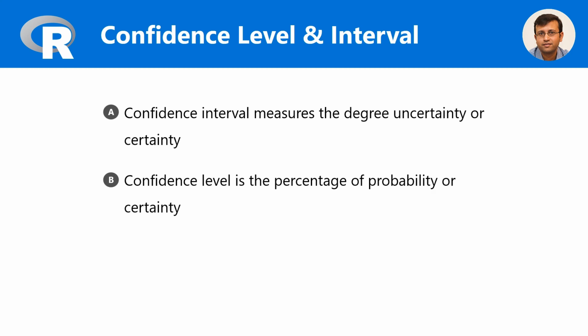Confidence interval is a range of values that likely would contain an unknown population parameter, whereas confidence level refers to the percentage of probability or certainty that the confidence interval would contain the true population parameter when we draw a random sample from the population. A confidence interval is an educated guess about a certain characteristic within a population.